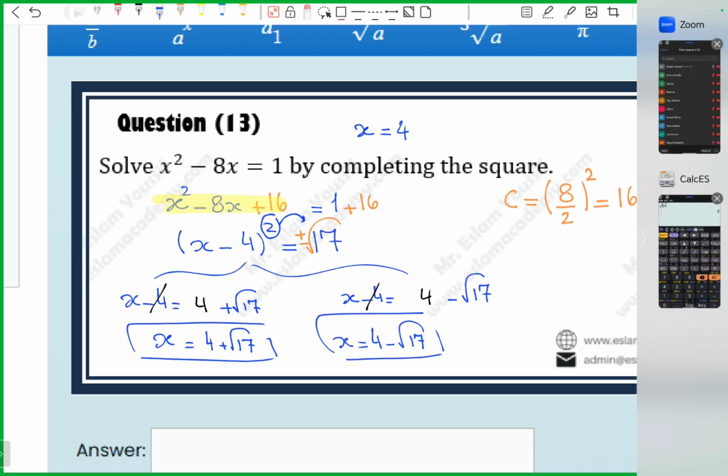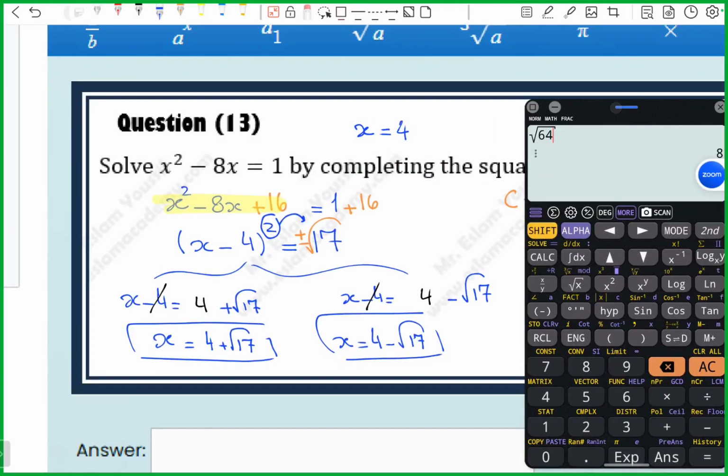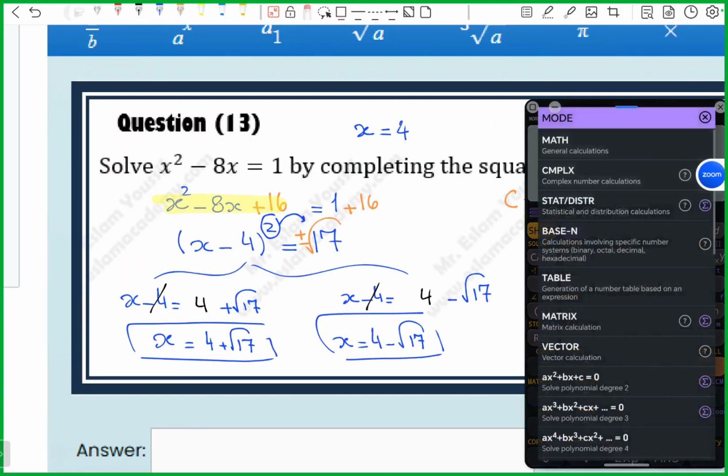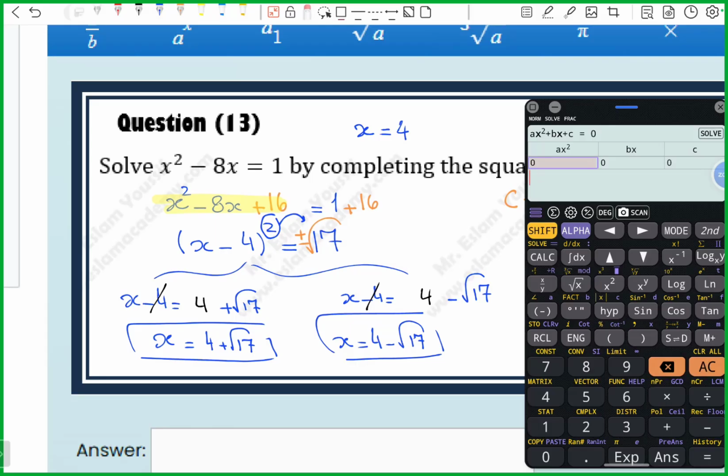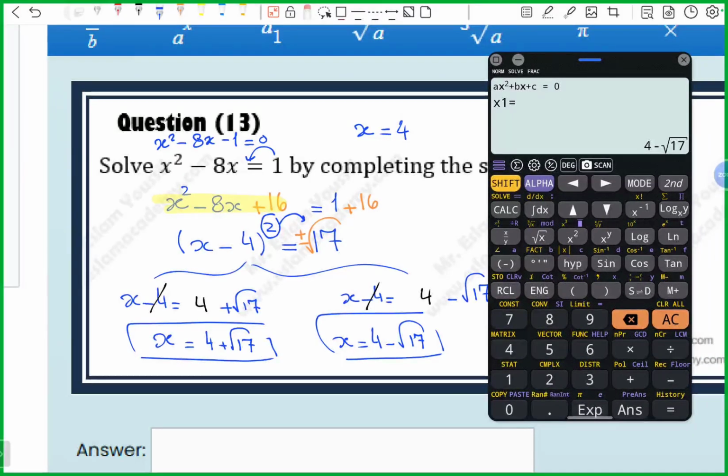If you use the calculator, use mode 5-3. Now we will shift 1 to the other side to make the equation equal 0 to solve it. If I need to solve using the calculator, it will be x squared minus 8x minus 1 equals 0. So just write 1, equals, negative 8, equals, negative 1, then press equal. What is the answer? 4 minus the square root of 17, the same thing, and 4 plus the square root of 17.